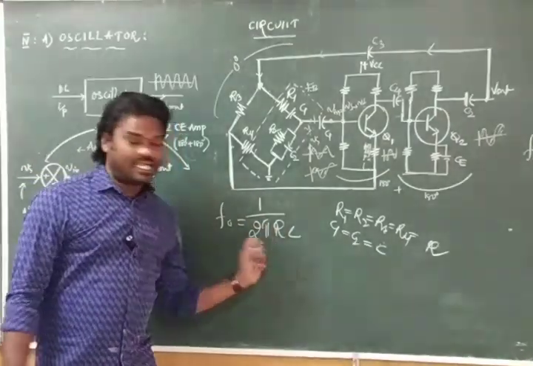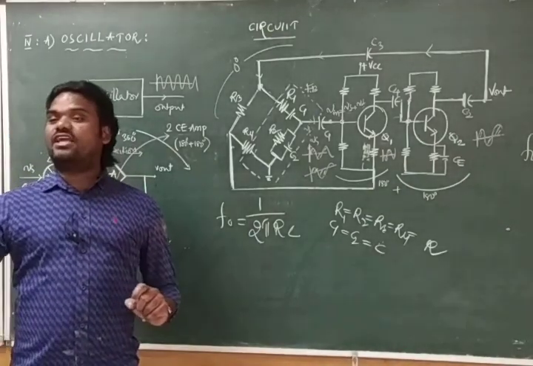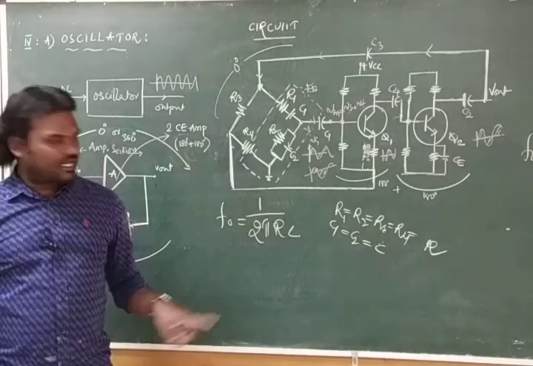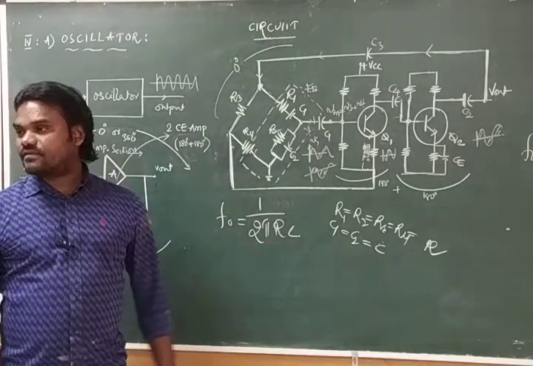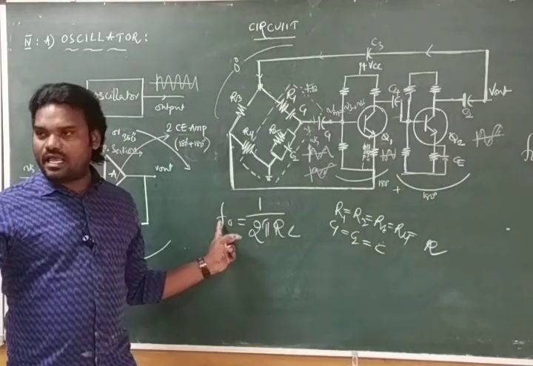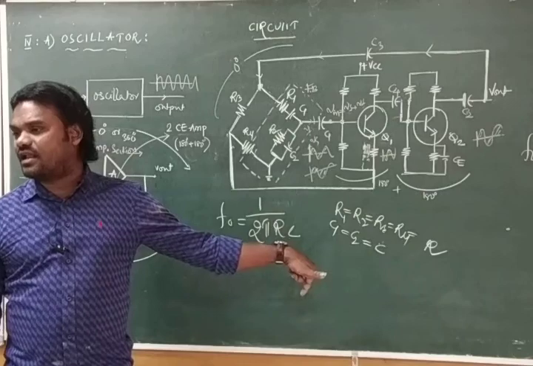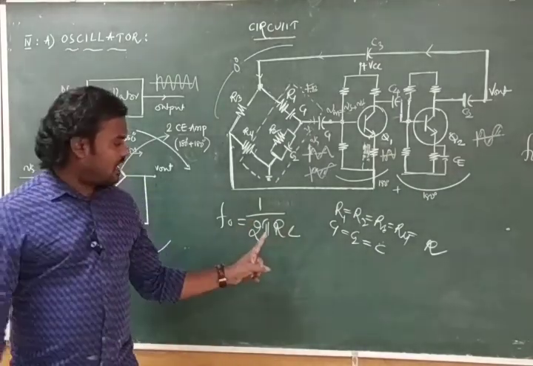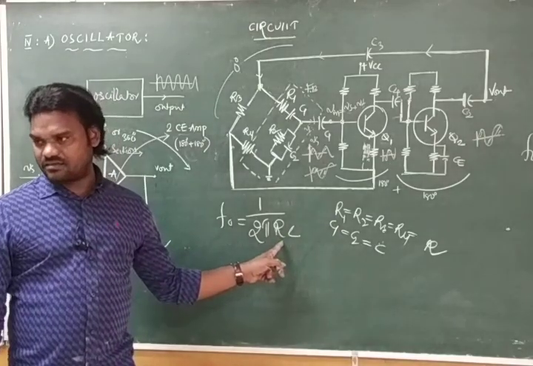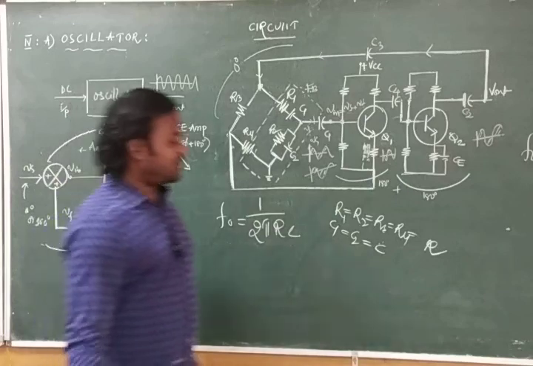If we are seeing L and C, that is the case of LC oscillator. In the case of LC oscillator, the frequency of oscillation is dependent on L and C components. We cannot find R. That is the point you should remember. Right? Copy this.